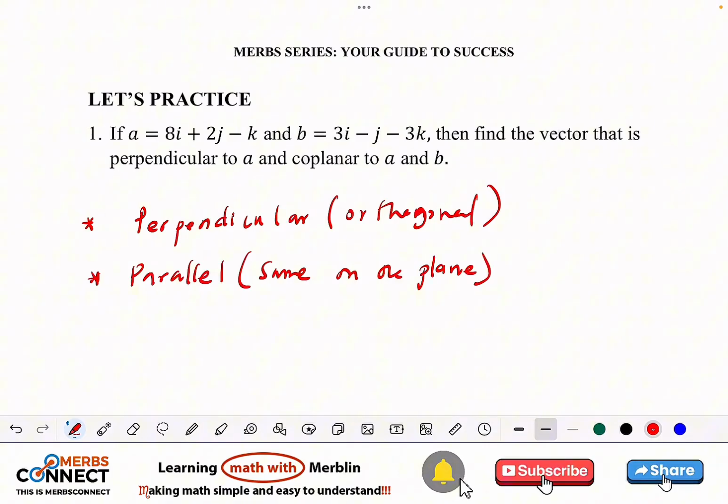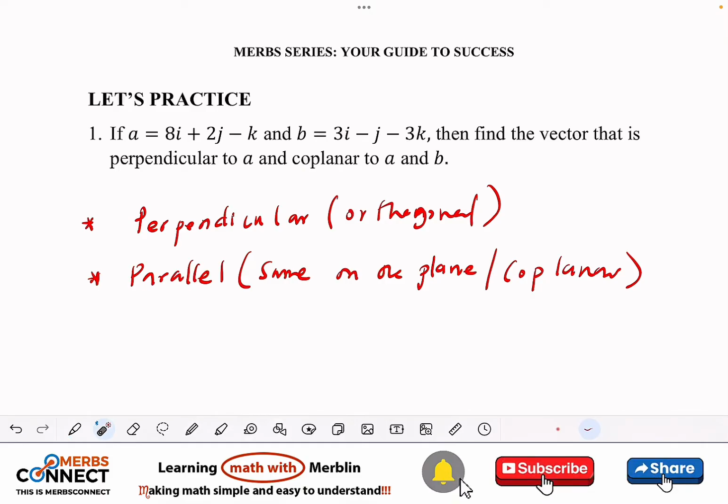Same on the plane, or we can also have coplanar. So these are the words that you need to learn. When I hear perpendicular or orthogonal, or if I see parallel to each other or same plane or coplanar, then I know how I'm going to deal with them. So these are the two terms that we need to learn here.